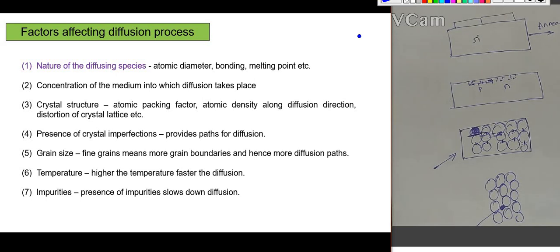Temperature is a big factor. At a high temperature, the rate of diffusion is very high. And impurity: the presence of impurities actually slows down the diffusion process. That is another factor. So these are the different factors affecting the diffusion process.